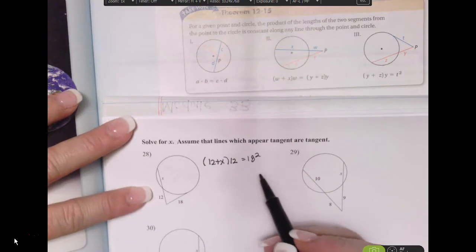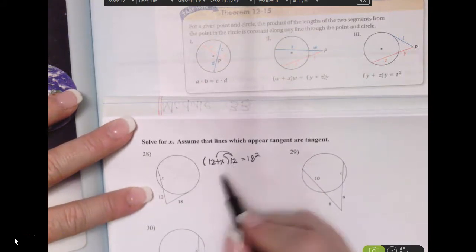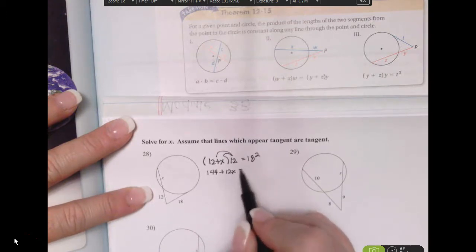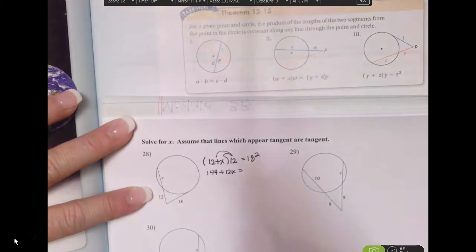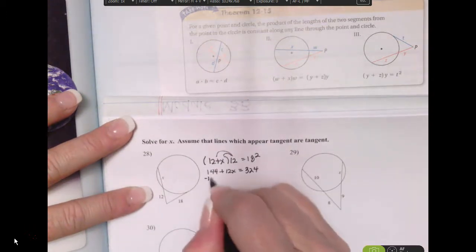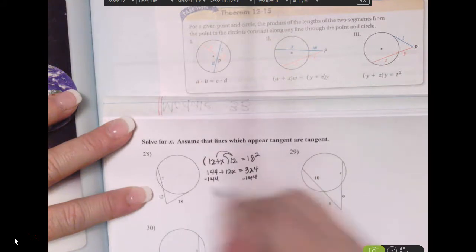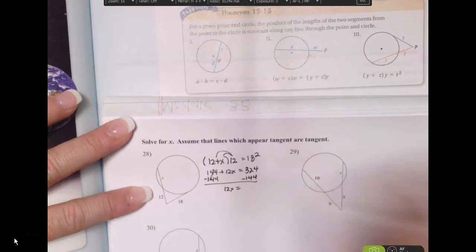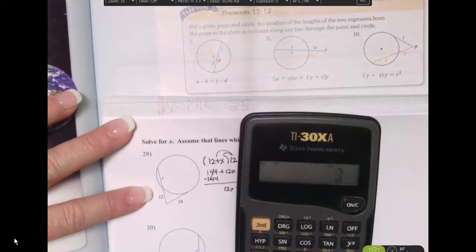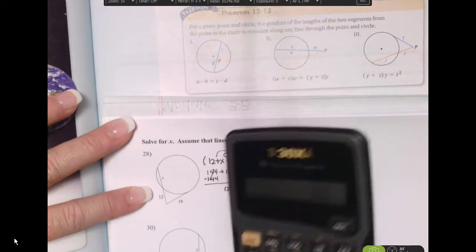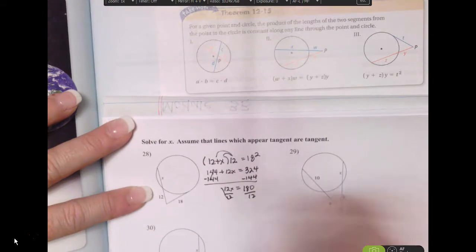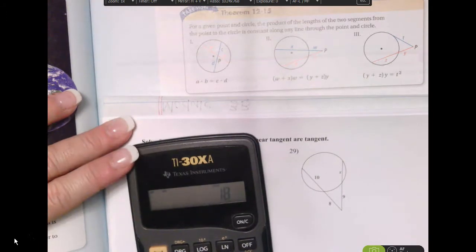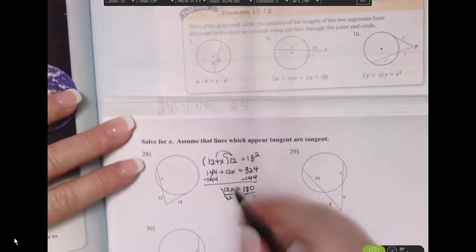So once I have everything substituted in, I just want to use my equation solving skills, and I'll distribute. 18 squared, 324. So to isolate x, I need to subtract 144 from both sides. 12x equals 180. Divide that out, I get 180 divided by 12, 15.